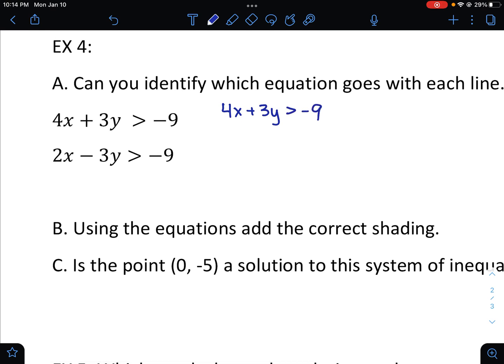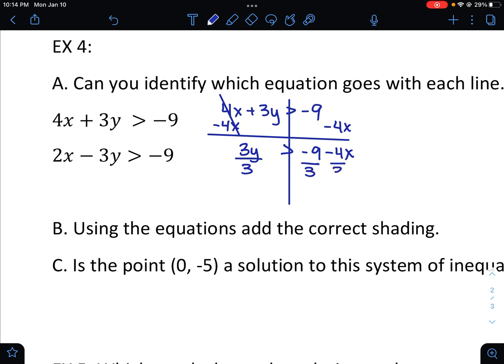Okay, so I'm going to start by solving. So I'm going to draw my line through my inequality sign. I subtract 4x from both sides. That cancels out. I get 3y is greater than negative 9 minus 4x. I divide both sides by 3. I get y is greater than negative 3 minus 4/3 x.